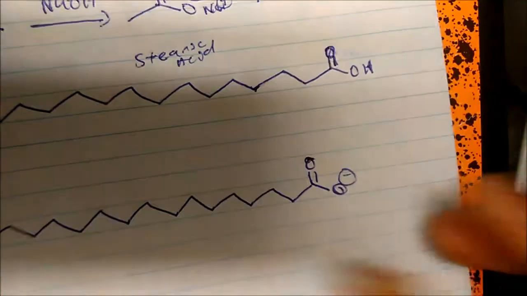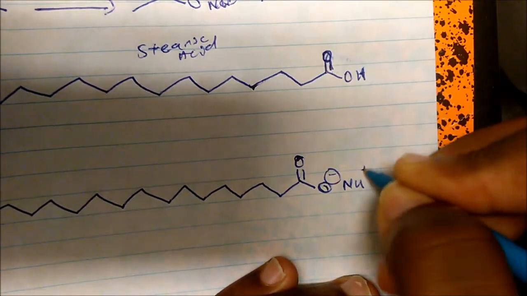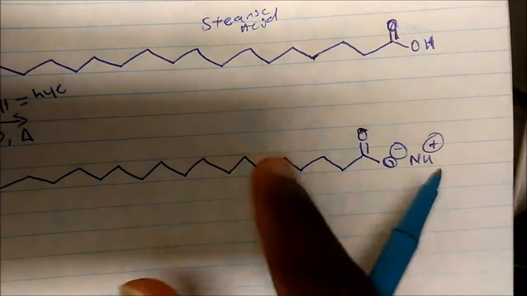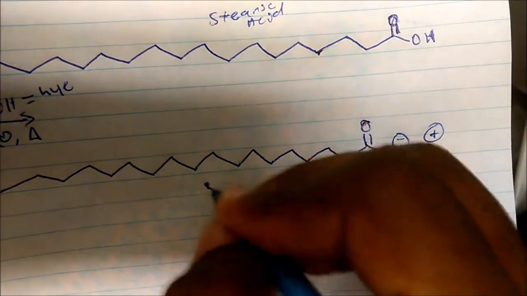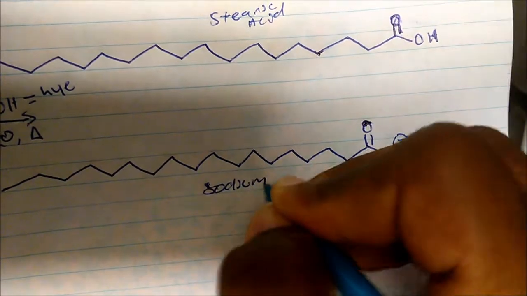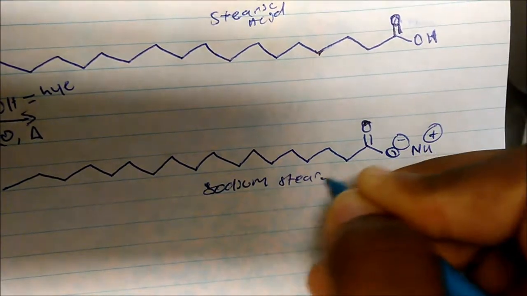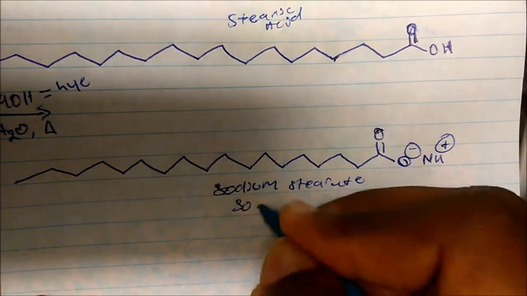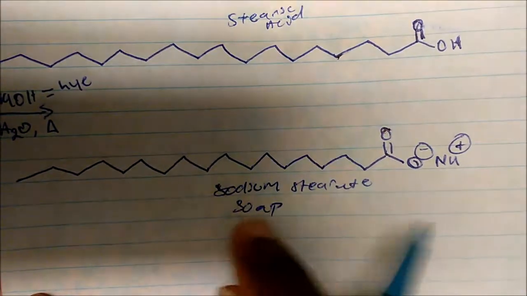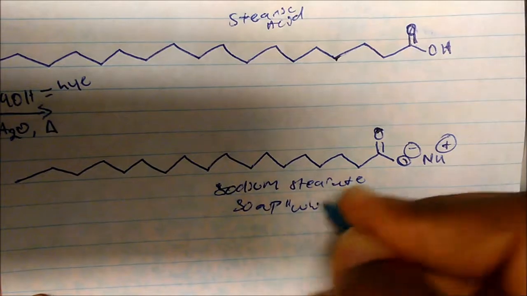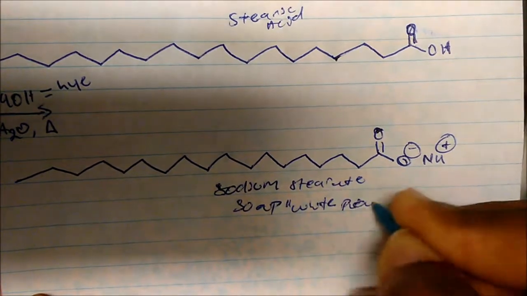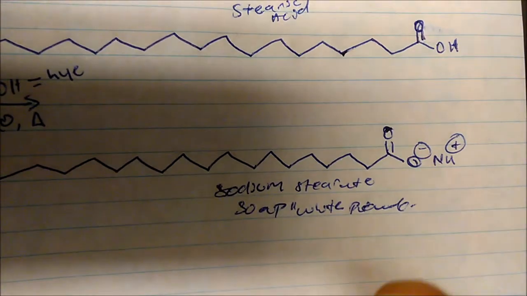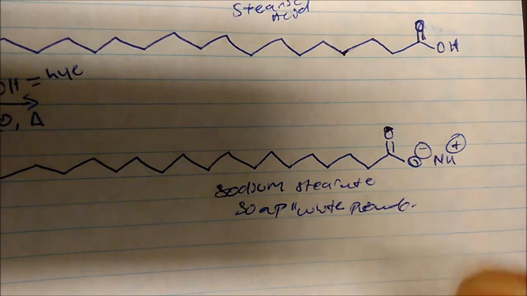We generate this molecule. Now this is called sodium stearate, and this is actually the soap. The most common soap is a white powder. This is the molecule that most of your soap is actually made of. This is soap itself.